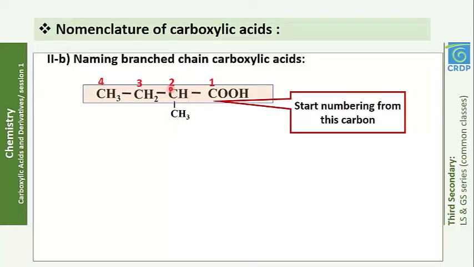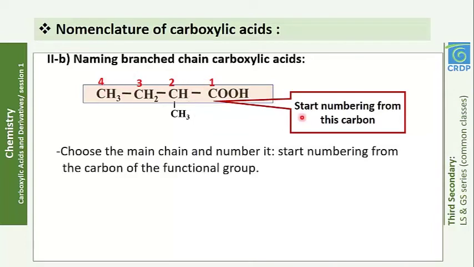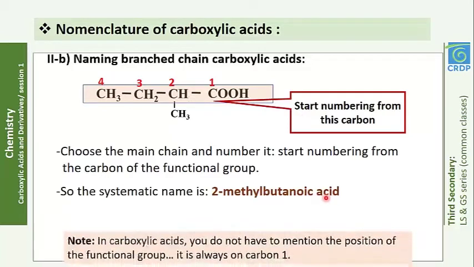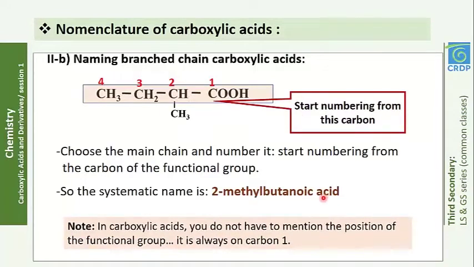So together let us put the name. The name is 2-methyl, we have 4 carbon atoms, so butanoic acid. The name is 2-methylbutanoic acid. Listen please. In carboxylic acids, you do not have to mention the position of the functional group because it is always on carbon number 1, like aldehydes exactly.